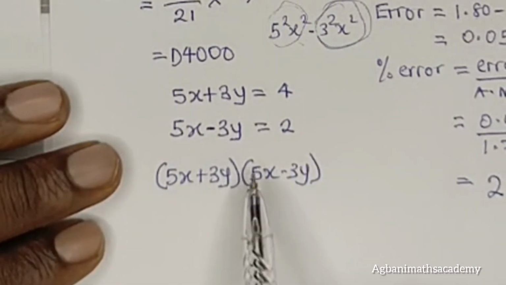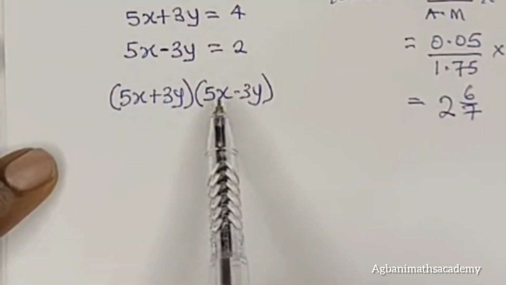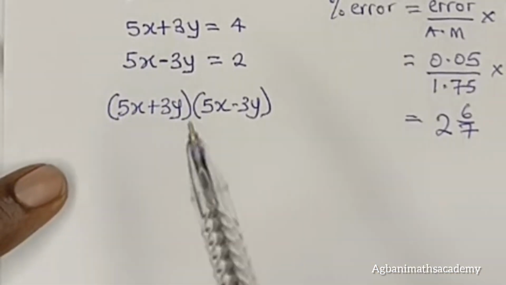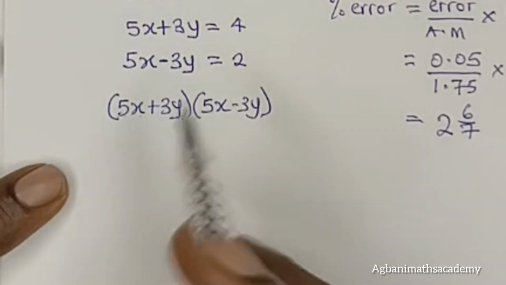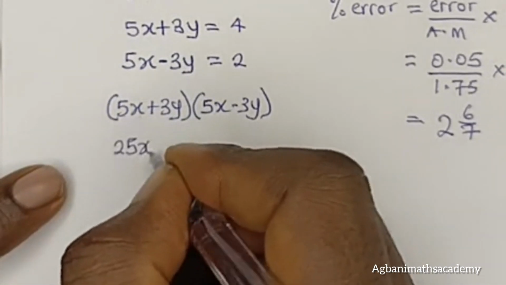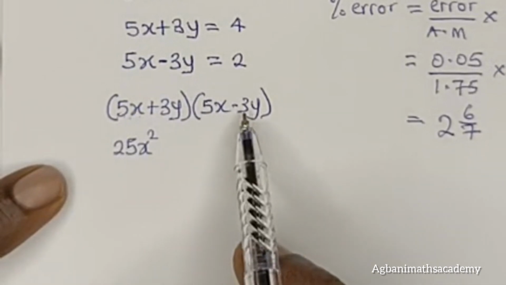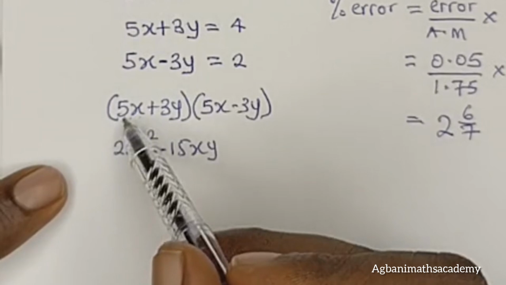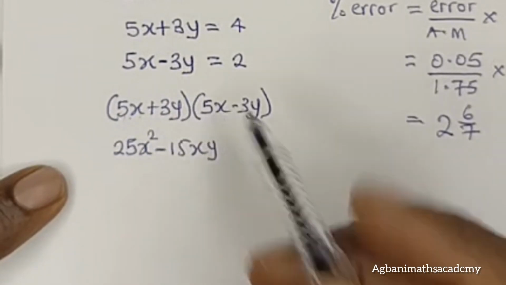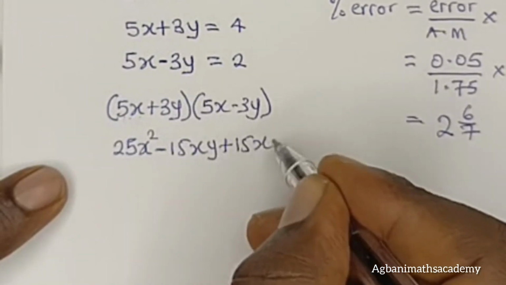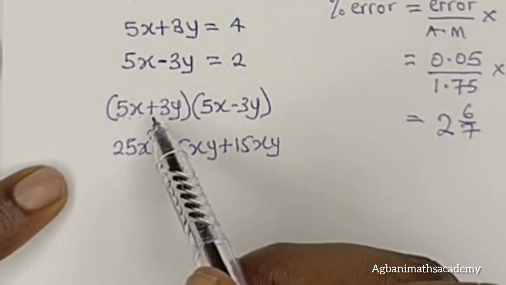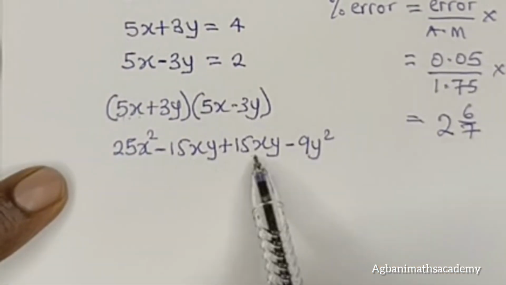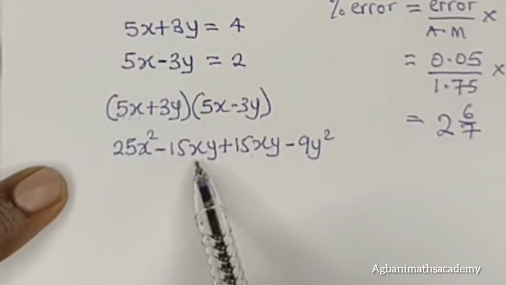Let's see if 5x plus 3y multiplying 5x minus 3y is going to give us 25x squared minus 9y squared. 5x multiplied by 5x gives us 25x squared. 5x multiplied by minus 3y gives us minus 15xy. We are done with 5x. Plus 3y multiplied by 5x gives us plus 15xy. Plus 3y multiplied by minus 3y gives us minus 9y squared. The values in the middle are the same, but the signs are different. Therefore, they can cancel each other out.